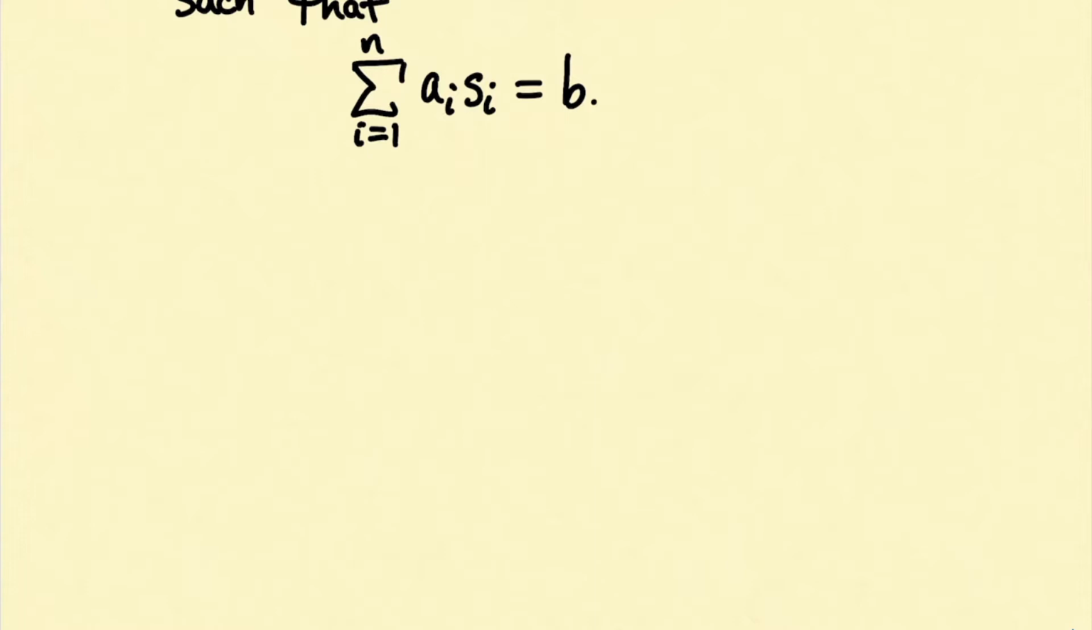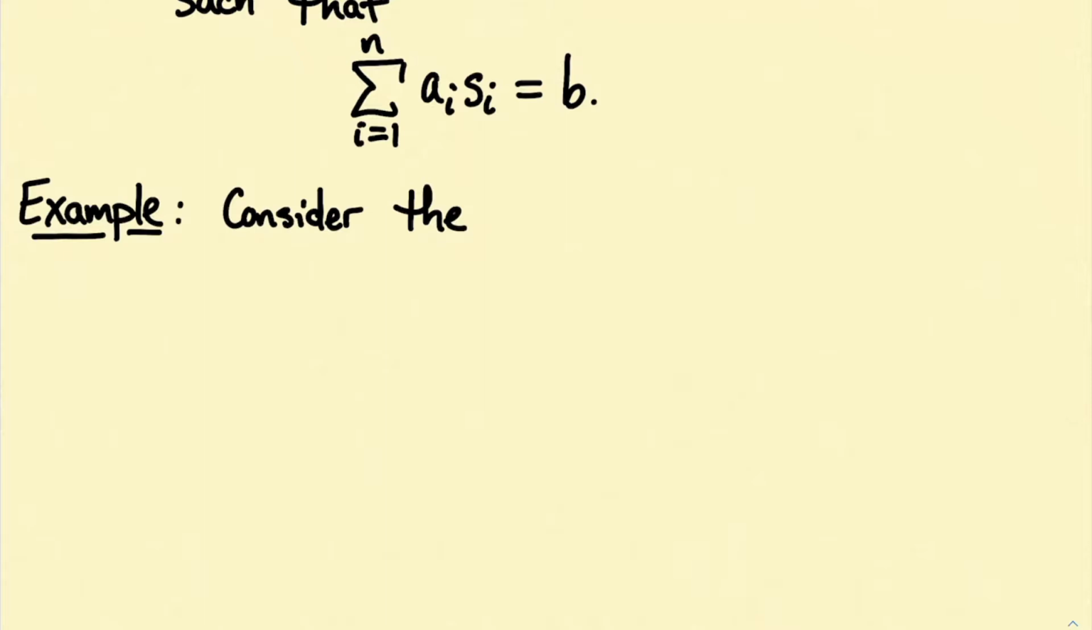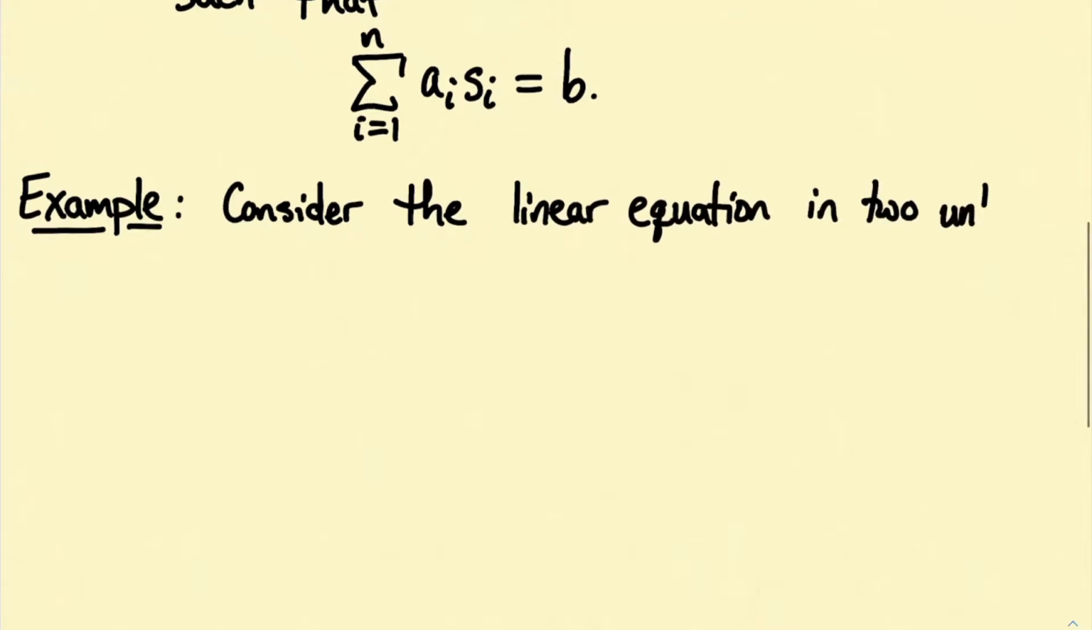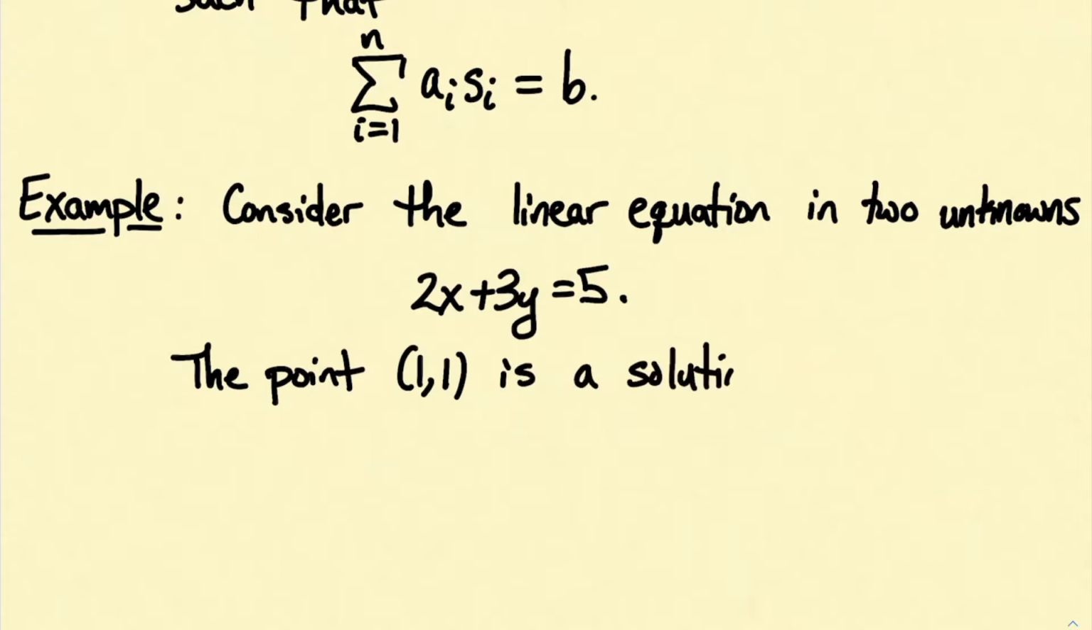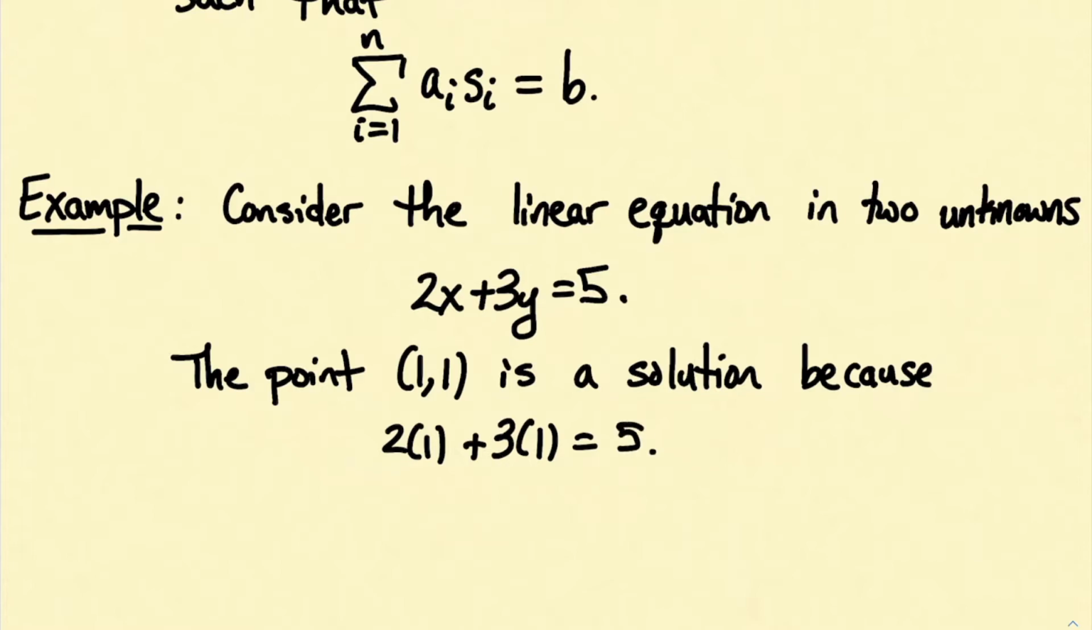So as a nice example, let's consider the linear equation in two unknowns, 2x plus 3y equals 5. There are lots and lots and lots of solutions to this, and they're just pairs of numbers, an x and a y. One possible, easy to see example is the point (1, 1). So when I take the number 1 and plug it in for x and plug it in for y, I get 2 plus 3 is 5.